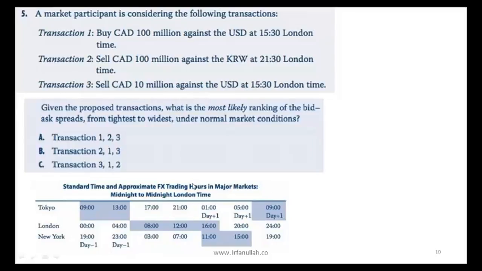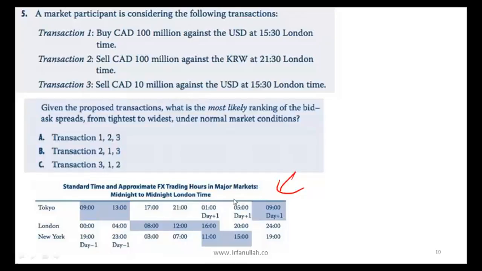Okay, now let's see if you are paying attention to what I said earlier about bid-ask spreads. And notice how nicely the curriculum takes what sounds like a really simple concept and then gives you something like this. And for those who are weak with their geography and time zones, the time zones are given to you. I think the CFA Institute will expect you to know basic time zones though.